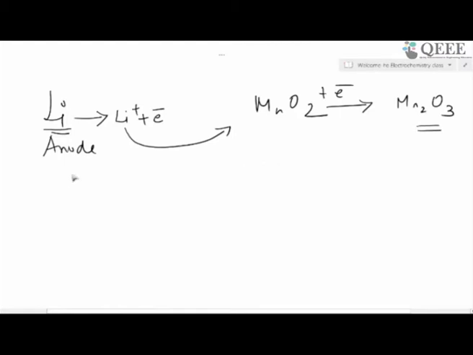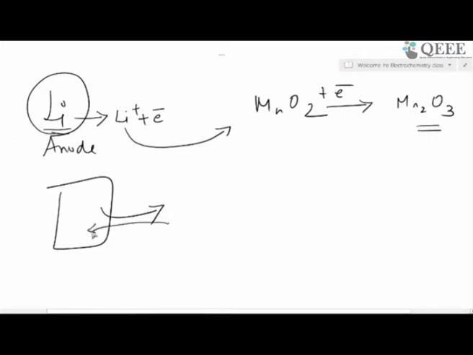And later there is a problem with this cell. Suppose I have to recharge this cell, then the lithium which has left the anode during discharge will come back to the anode during charge, right?